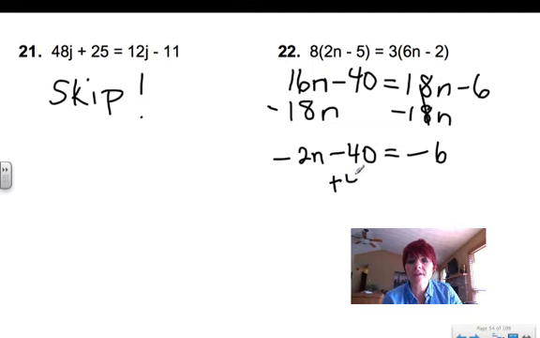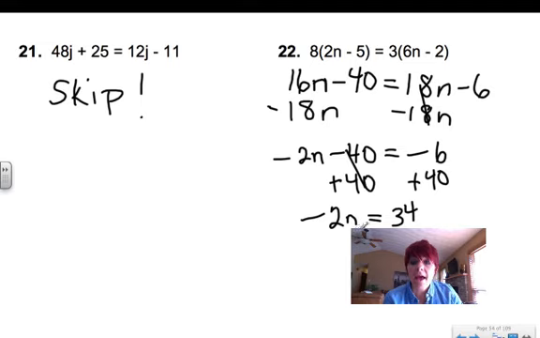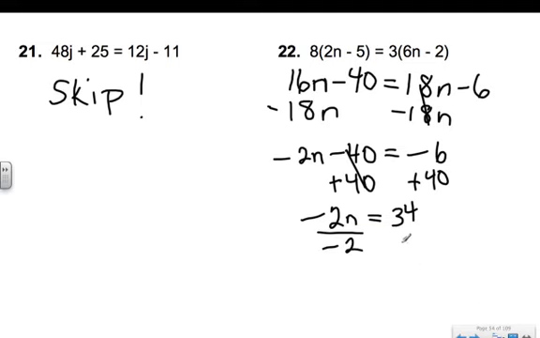Now we just add 40 to both sides. That leaves us with negative 2n, these guys cancel, equals negative 6 plus 40 is 34. Now what we're going to do is divide by that negative 2 so that these two negative 2's factor out and leave us with 1n equals 34 divided by negative 2 is negative 17. So there we have it. That would be our answer for number 22.